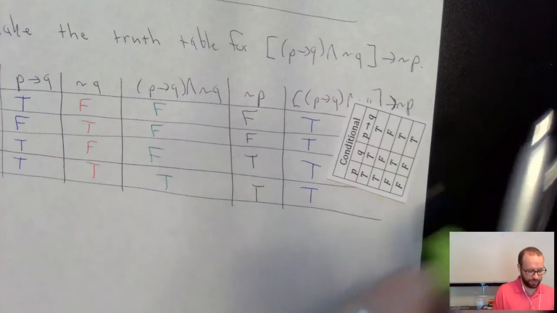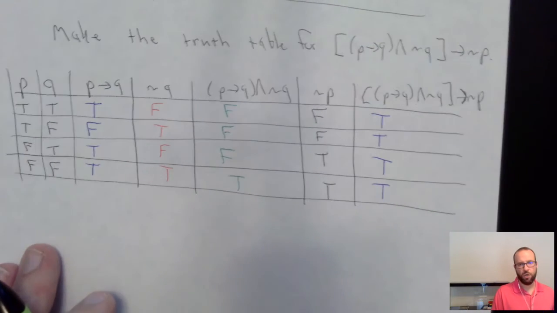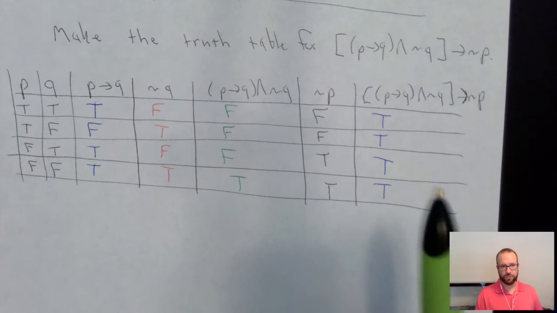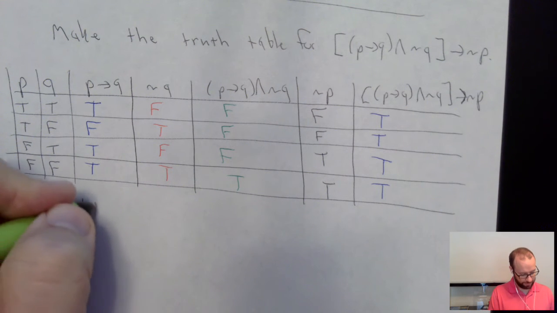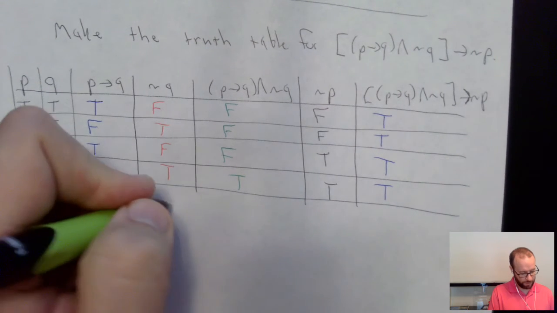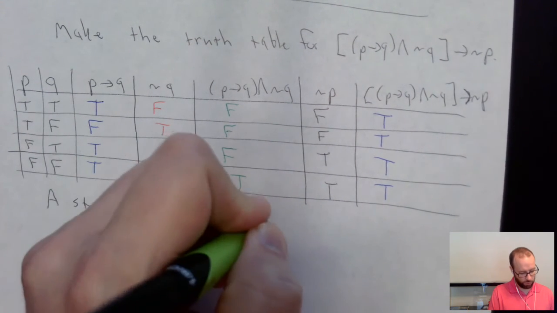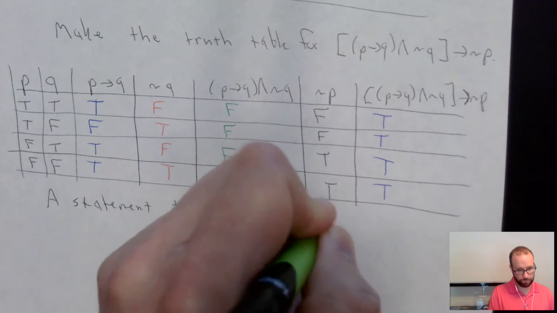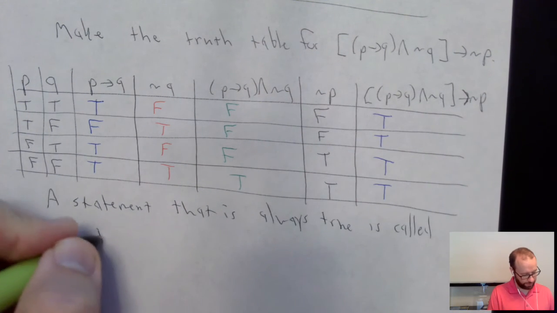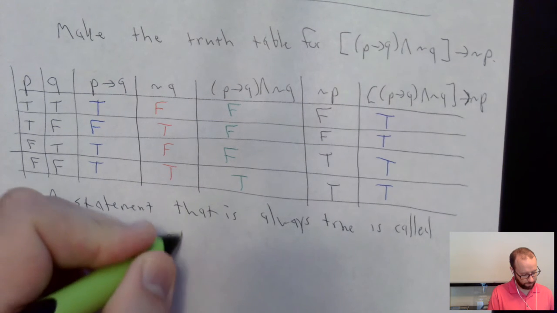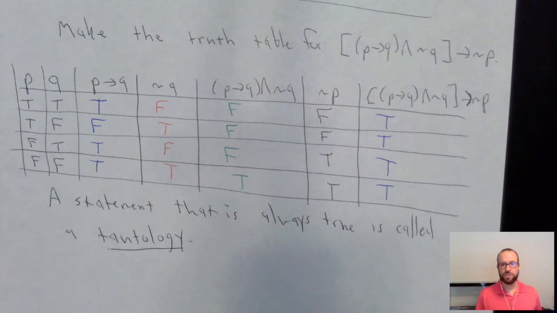Okay, here is our full truth table for this statement. Notice that it's always true. This statement is always true. It has a special name because it's always true. A statement that is always true is called a tautology.